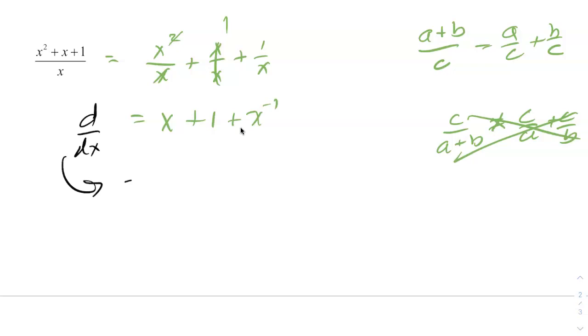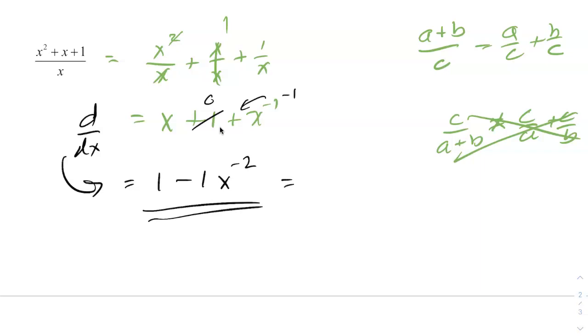So the derivative of the first one is 1. The derivative of the constant goes away, and that's 0. And the derivative of this one is bring it down, subtract 1 off. So -1 x to the -2. If I want to write it a little nicer for multiple choice, it would be 1 minus 1 over x squared. So again, free response, multiple choice.